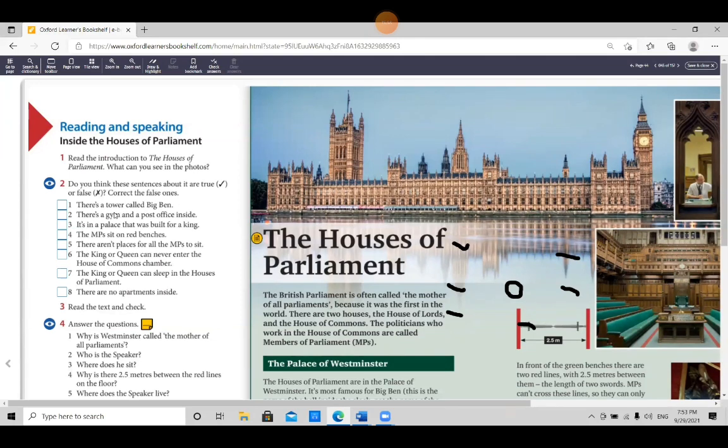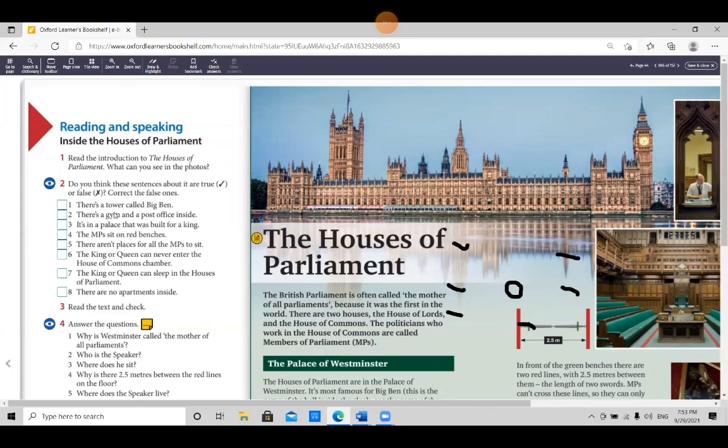Number 2. Yes. There is a gym and a post office inside. True. Yes, it is true. There is a gym and a post office.